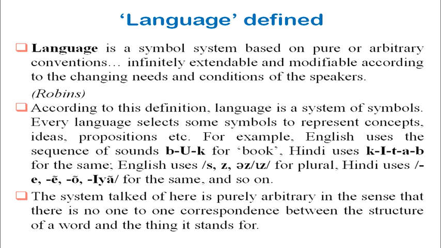Similarly, English uses for plural formation s as in books, z as in dogs, iz as in roses, but Hindi uses different sequences of sounds for plural. For example, you will have ladke, boys, kitabein, books, kitabon mein, kitabon, plural, ladkiyan, girls, and so on. The system talked of here is purely arbitrary in the sense that there is no one-to-one correspondence between the structure of a word and the thing it stands for.